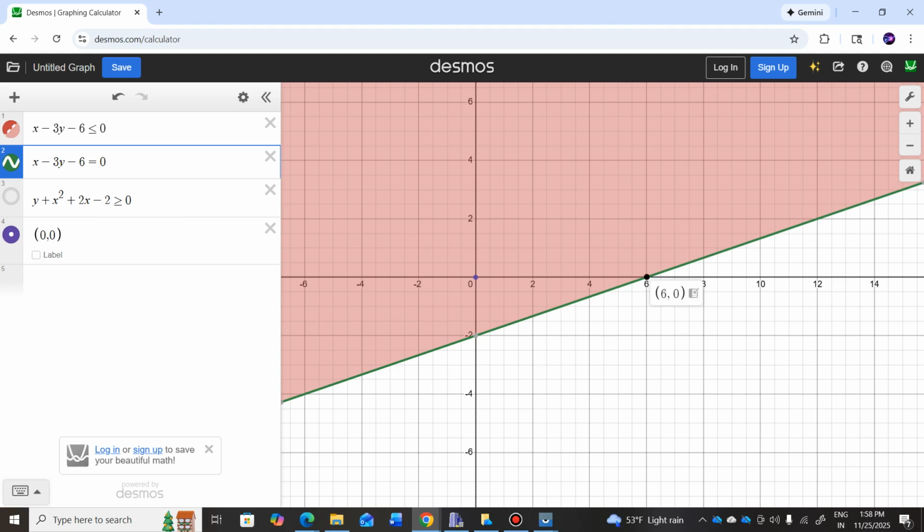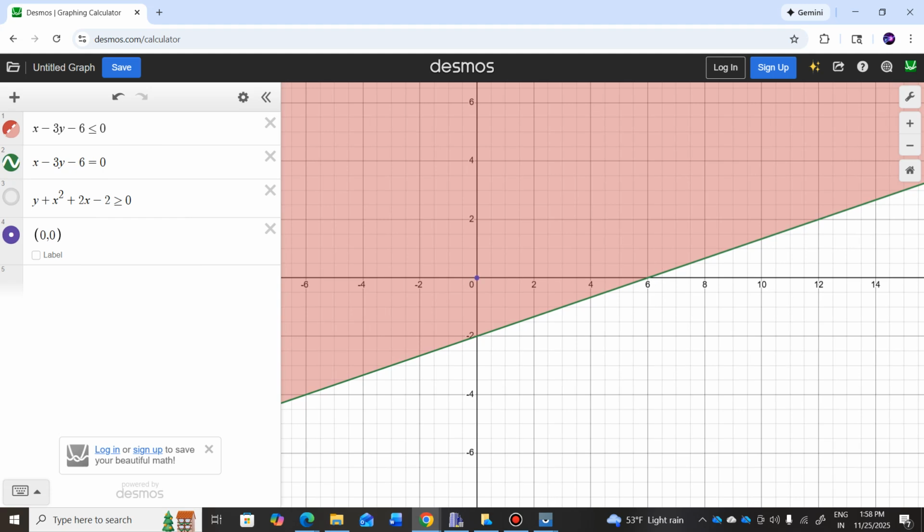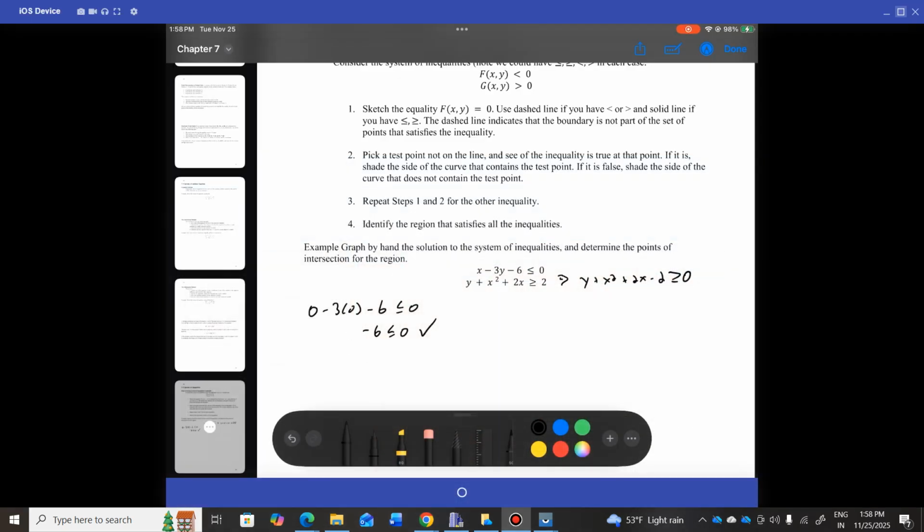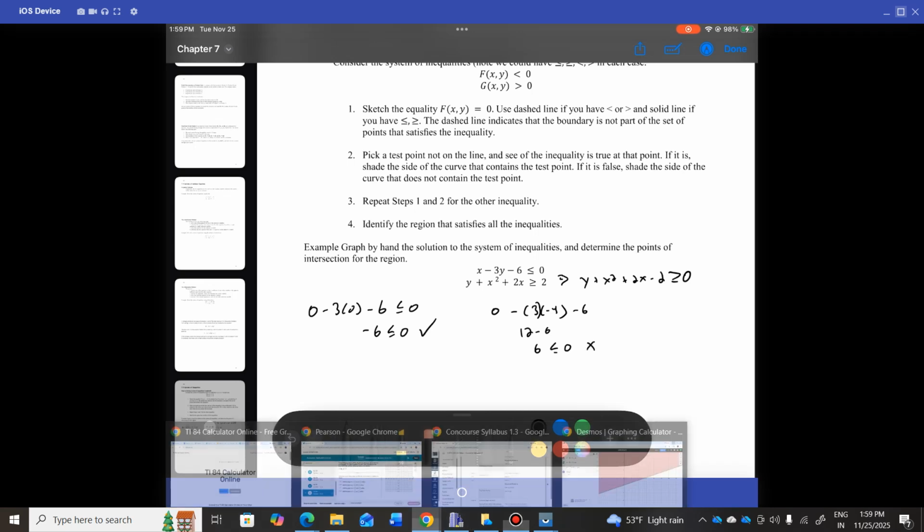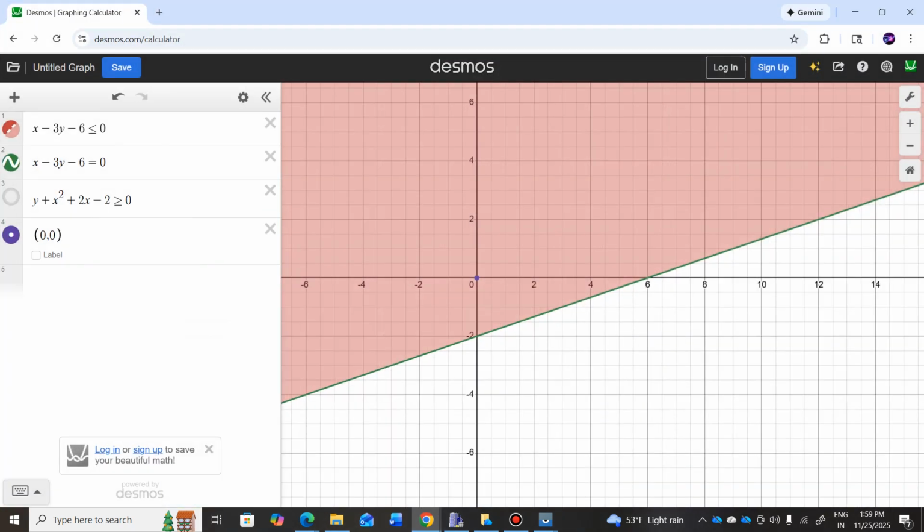If we were to take negative 4, 0, for instance. So let me go back to the screen. 0, negative 4, so x is 0, minus 3 times negative 4 minus 6. We'll get 12 minus 6, which is 6, and 6 is not less than 0. Okay, so that is not a solution. Okay, and that's just with one inequality.